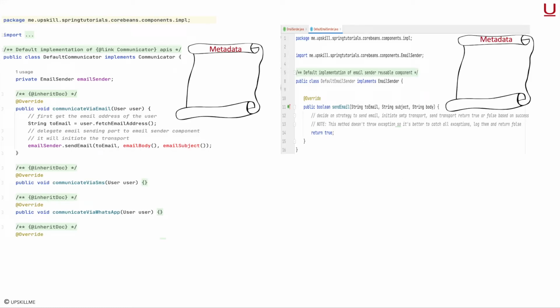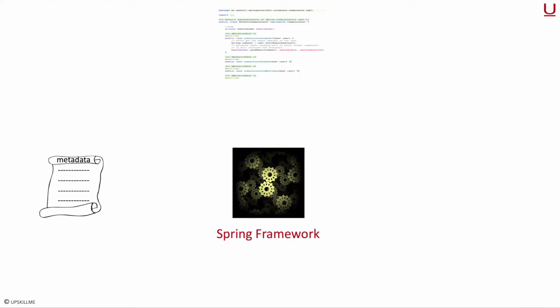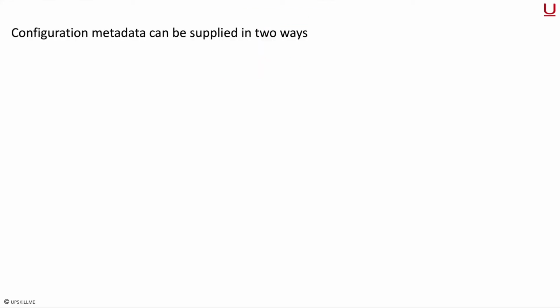The configuration metadata must include, at the bare minimum, the implementing class, bean ID, dependencies this bean depends on, and bean scope. The input to the IOC container is the beans' configuration metadata and the output is a fully configured system ready to use. The configuration metadata can be supplied in two ways. Number 1, using XML. Number 2, using Java classes.